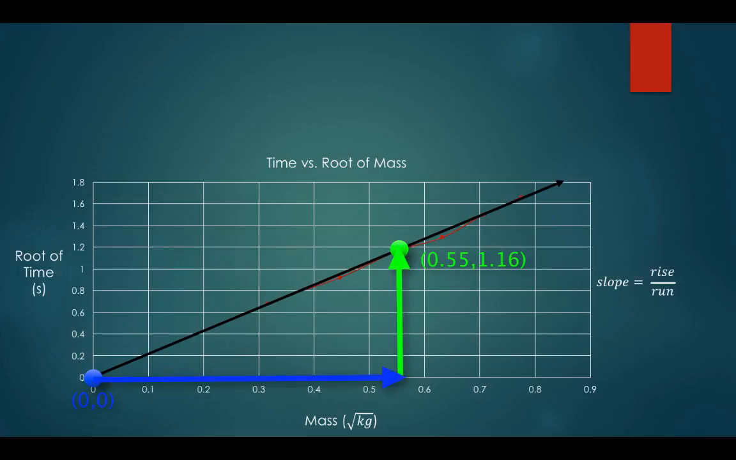Slope is rise over run, or more formally, change in y over change in x. Shorthand is delta y over delta x, and more correctly, y2 minus y1 over x2 minus x1. Using the 2 coordinate points that we chose earlier, we can substitute delta y as 1.16 minus 0, and delta x is 0.55 minus 0. The top units are in seconds, the bottom units are in root kilograms. Using our calculator, we calculate the slope to be 2.07 seconds per root kilogram.